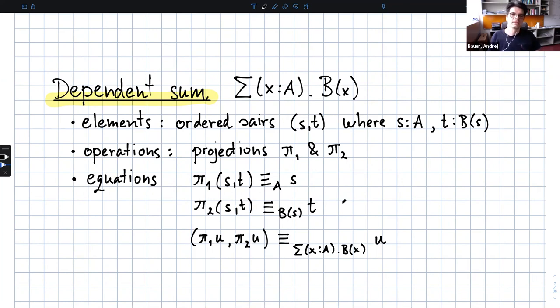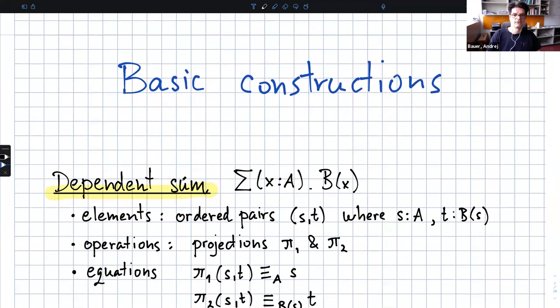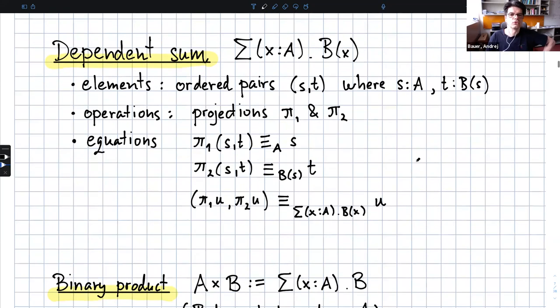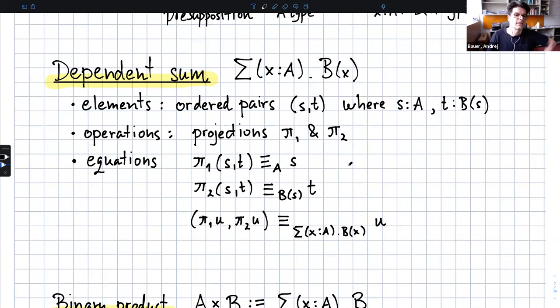Okay, so what are the elements? Well, the elements are the ordered pairs of the form S, T, where S has to be from A and T has to be from B of S. So of course, while I write this, I expect you to guess that I have a presupposition. I'm not crazy, right? I will only write this if I know that I have a type A and I have a type B over A, that is, if I have a type A and B which depends on A. So these are the presuppositions before you even start forming this. If we looked at the formal rules, then this would be explicit. The elements are ordered pairs, and there are two things you can do with ordered pairs. You can project out the first and the second component.